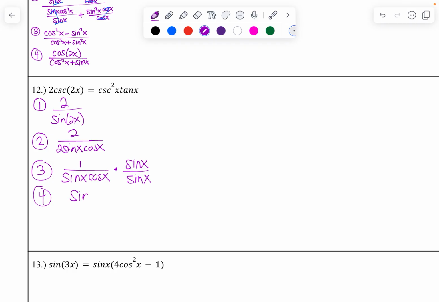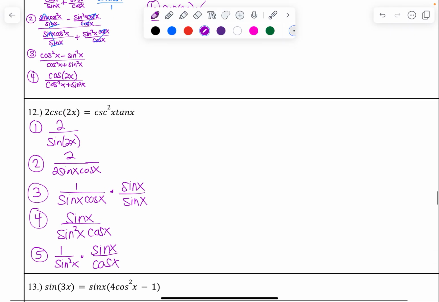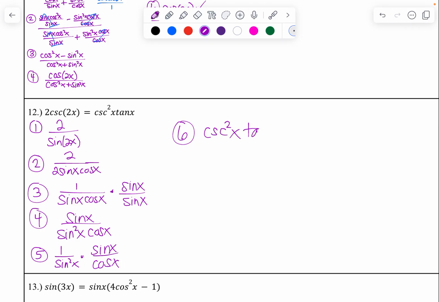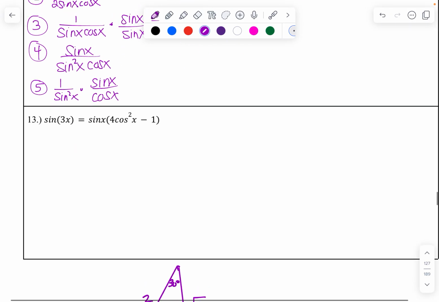So that I have sine of x over sine squared x cosine of x. And I could split that up and write it as 1 over sine squared of x times sine of x over cosine of x. And if I do that, 1 over sine squared is the cosecant squared of x, and sine of x divided by cosine of x is the tangent of x. So we get what we had on that right-hand side.